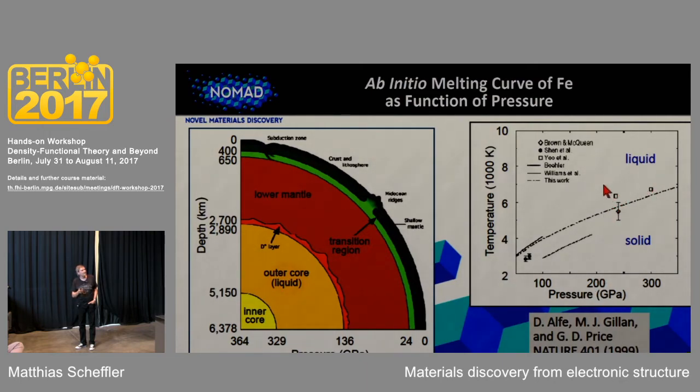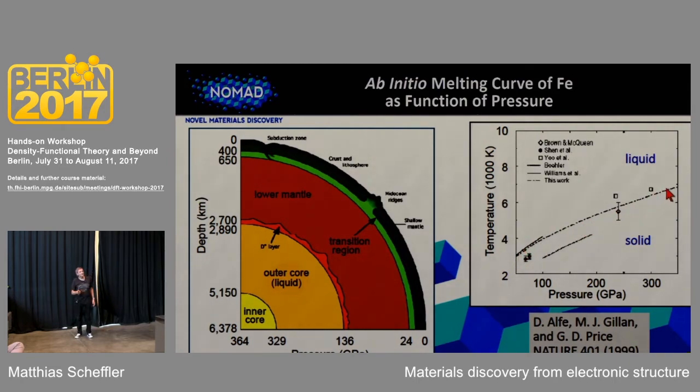So the diamond anvil cell somewhat stops at 200 gigapascal, but you actually want to know the temperature not at 200 but at 330. People have done this by an explosion. In the millisecond of the explosion, if you can measure the temperature, you have the right pressure. And then, of course, the sample is destroyed. There are ways, but with a big error bar. But you can calculate everything.